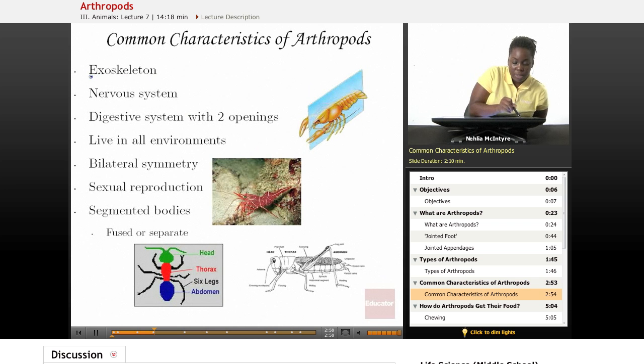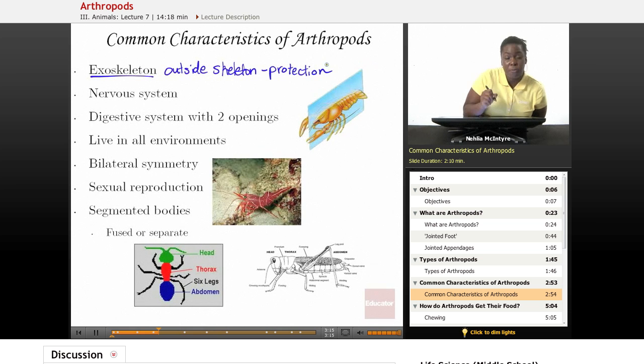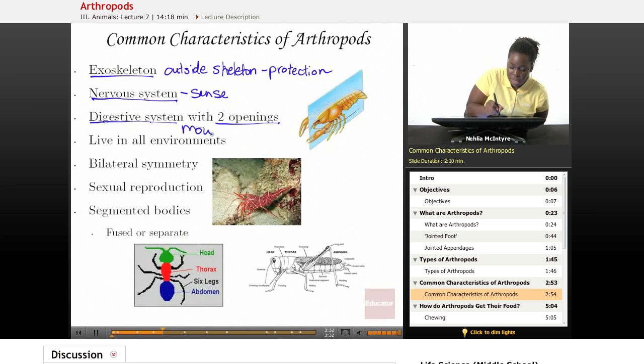Common characteristics would include the exoskeleton. The exoskeleton is the outside skeleton used for protection of the inner soft body. And all arthropods will have some form of an exoskeleton. All arthropods also have some form of a nervous system or something to help them to sense their environment. They also have a digestive system, which includes the two openings, the mouth and the anus.